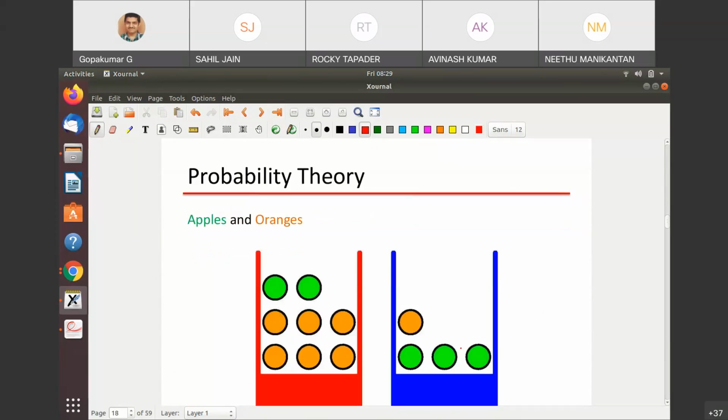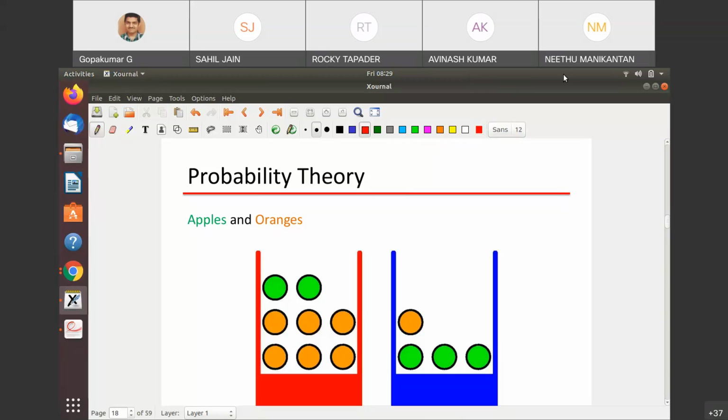So I think all of us know about the basics of probability. Assume that we'll continue this discussion with an example, which is taken from our textbook. Assume that we have two boxes. One box is red in color and another one is blue in color, and there are apples and oranges in the boxes. The first red box contains six oranges and two apples, and the blue box contains three apples and one orange. So that is the scenario.